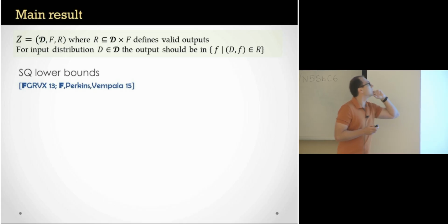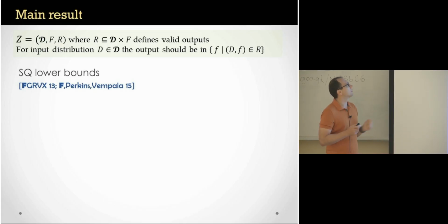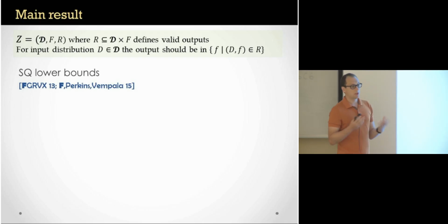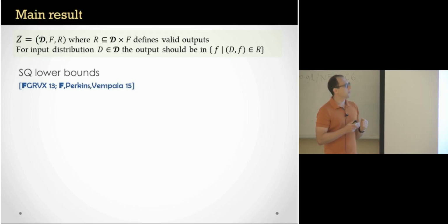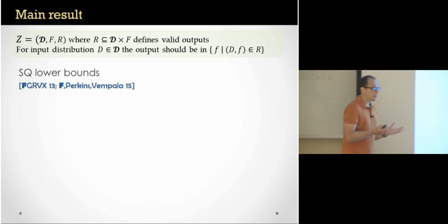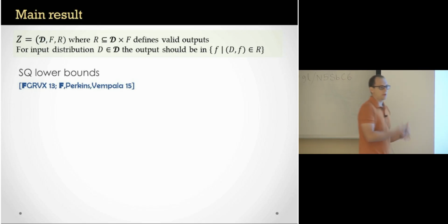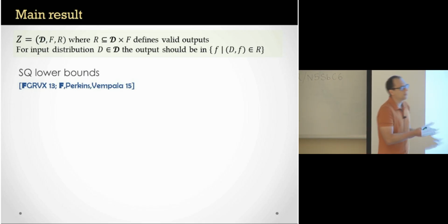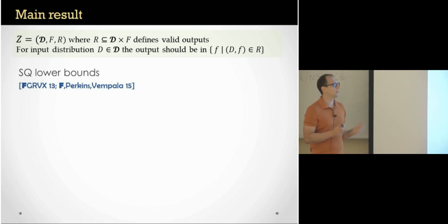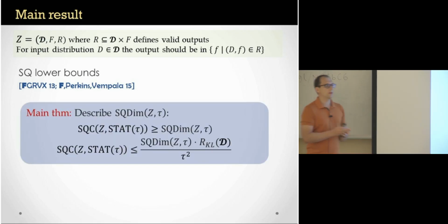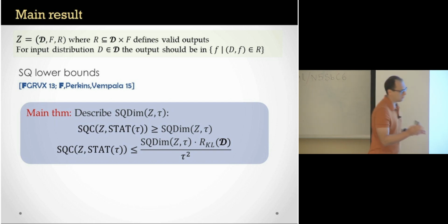This general setting of statistical problems was first considered in a couple of joint works with several co-authors, where we showed some techniques to prove lower bounds on statistical query complexity in this model. However, the techniques that we arrived at do not actually capture the statistical query complexity. They give you some technique for proving a bound, but it's not the whole story.